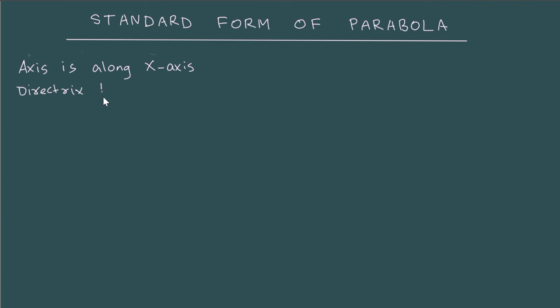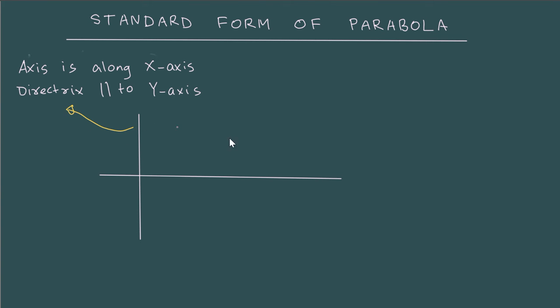So the directrix is taken parallel to the y-axis. This is the directrix here, and this horizontal line is our axis and also the x-axis. Now P is a point in this plane which is tracing this curve.